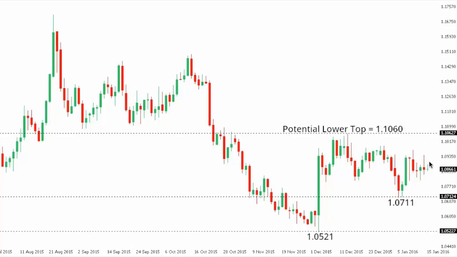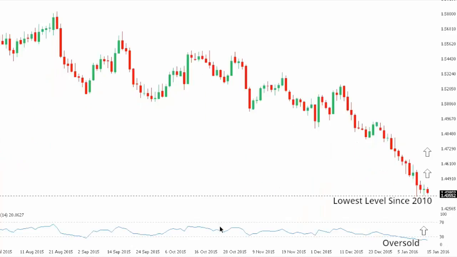At this point, any rally should continue to be very well capped ahead of 110, while only back above 110.60 compromises the downtrend.